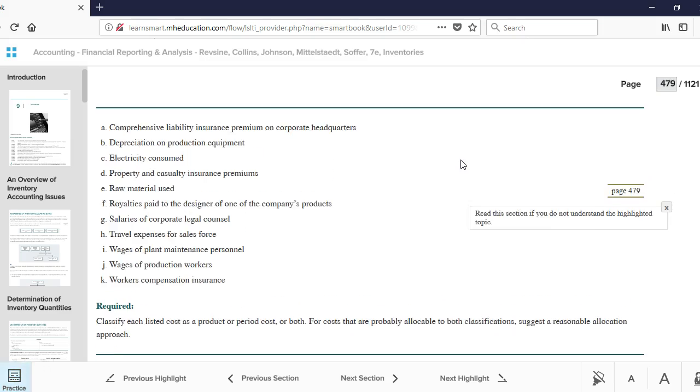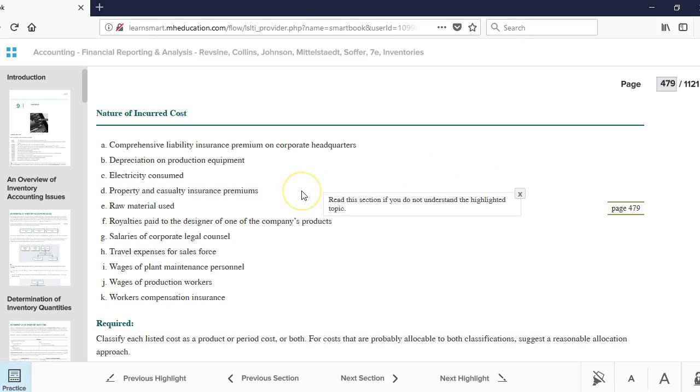So let's go step by step and kind of go through them. And this would be better in the classroom. You guys can tell me what the answers are. But the first one is letter A, comprehensive liability insurance premiums on the corporate headquarters. And the key here was that was for the corporate HQ. And because of that, that'd be a period cost. Basically, just anything that involves kind of more corporate would be a period cost, expensed as incurred.